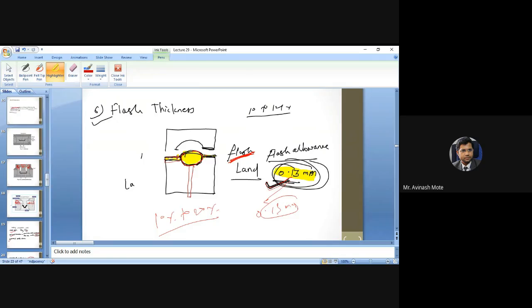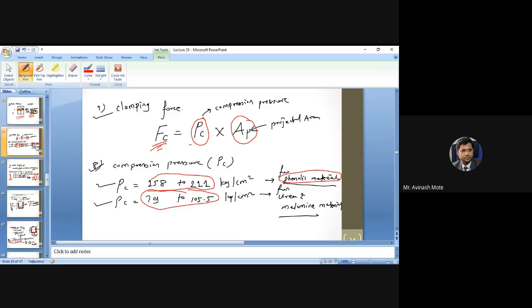Here, it will flow over this land surface, this land area, and this is called flash. So the flash thickness is also required to be considered. If not given, it will simply be 0.13 millimeter. These are the assumptions. Clamping force is easy to calculate.